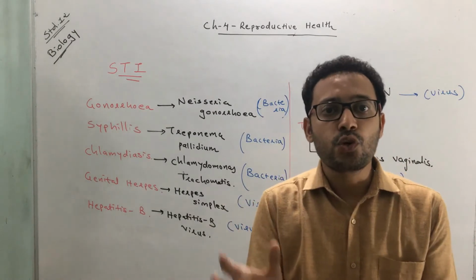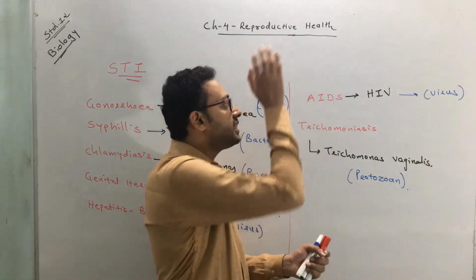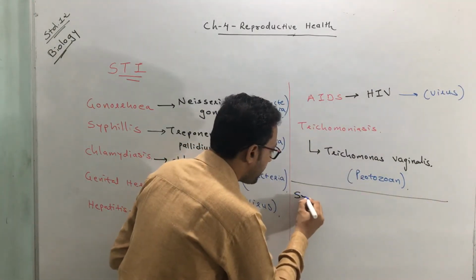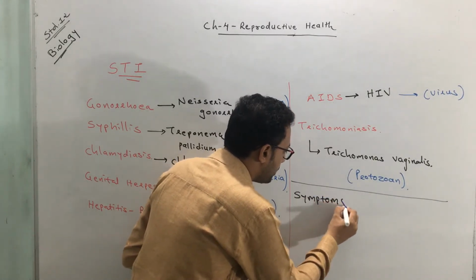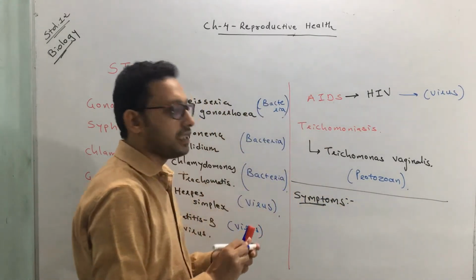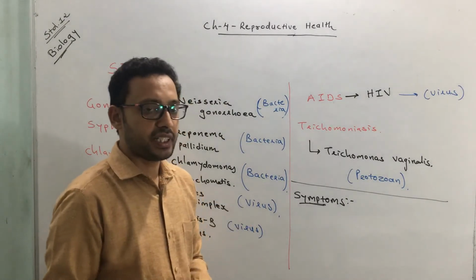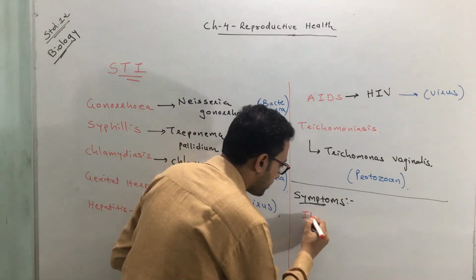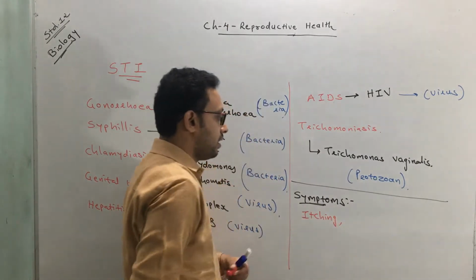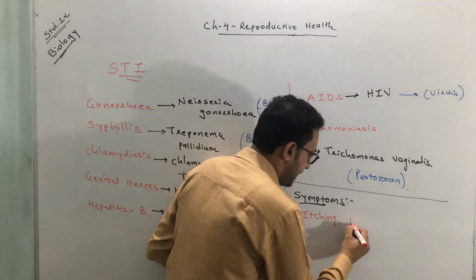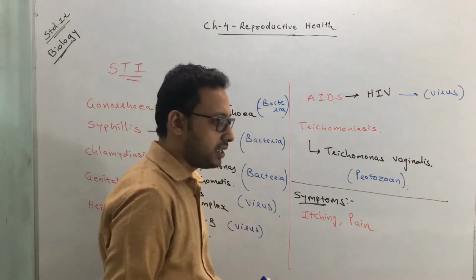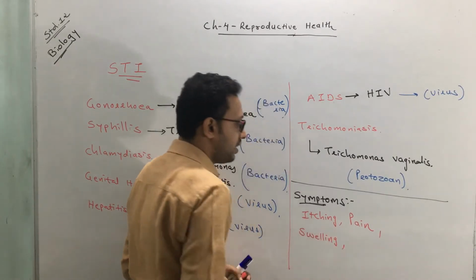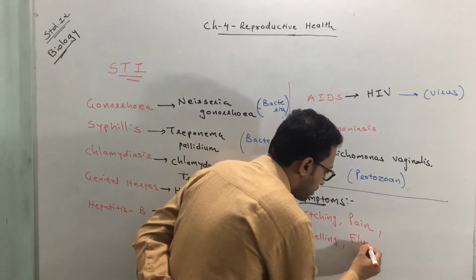But there are a few common symptoms which occur in any sexually transmitted infection. So what are the common symptoms? I'll list down the usual symptoms that can be seen in sexually transmitted infections. The usual symptoms are itching. Next symptom is pain. The next symptom is swelling. Next symptom is fluid discharge.